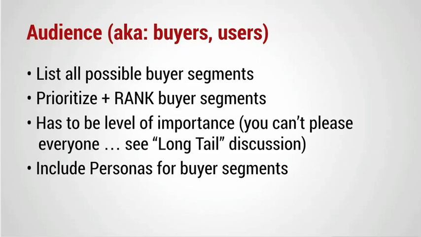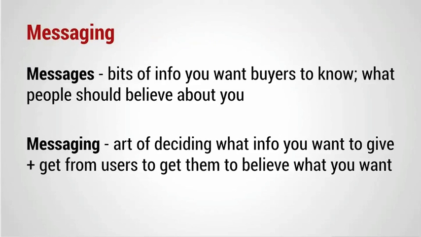So in the audience section, you list them all and you rank them, and then for each audience section, you include a persona for that buyer segment. So every buyer segment is explained in a persona, which means you have to do research for every buyer segment. In the messaging section, you explain your messages, and messages are bits of info that you want buyers to know. And I talked in the research phase about how you kind of have to decide what is each buyer segment and what should each segment believe about you. And that's your message, what they should believe about you and the information that makes them believe that.